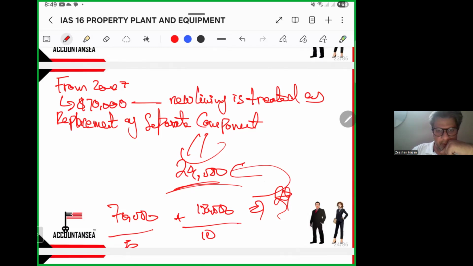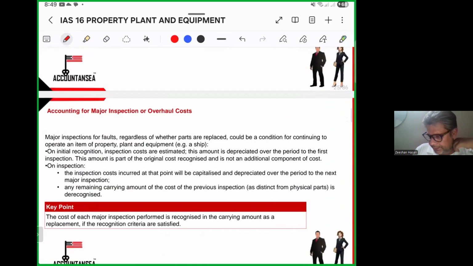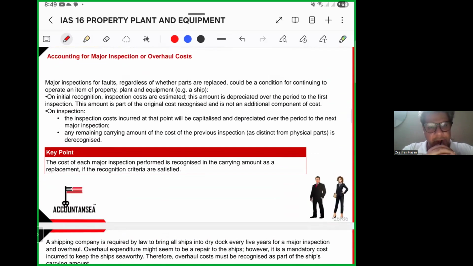And I hope it is clear to you. Now, accounting for major inspection or overhaul cost. The major inspection for faults, regardless of whether parts are replaced, could be a condition for continuing to operate an item of property, plant, and equipment, for example, a ship. On initial recognition, inspection costs are estimated. This amount is depreciated over the period to the first inspection. The amount is part of the original cost recognized and is not an additional component of cost.